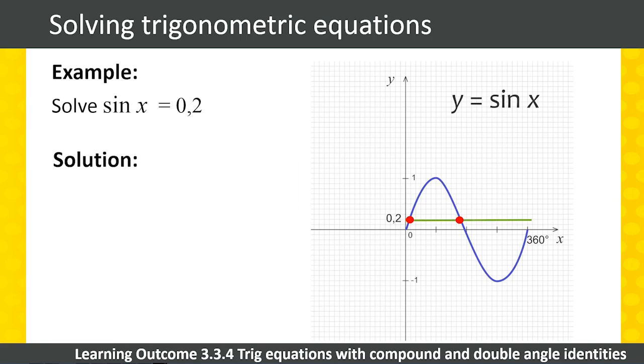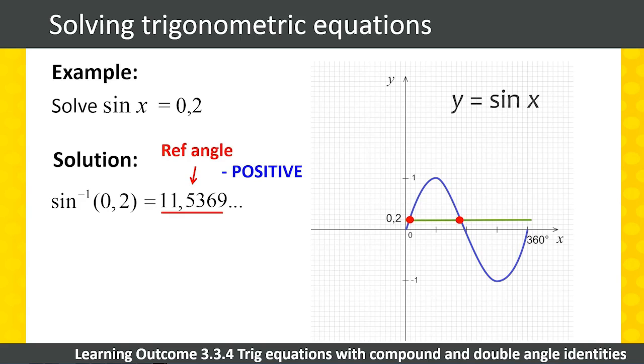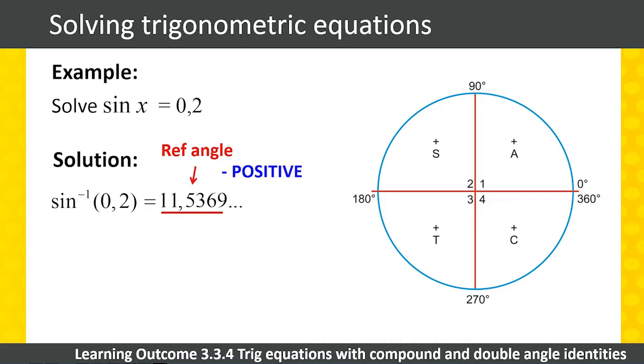To solve the equation, first we use the arc sine function on the calculator to get 11,5369. This is our reference angle. It is very important that students understand how to use the reference angle. As 0,2 is a positive number, we turn to our cast diagram to find the quadrants where sine x is positive. We see that this is in the first and the second quadrants.